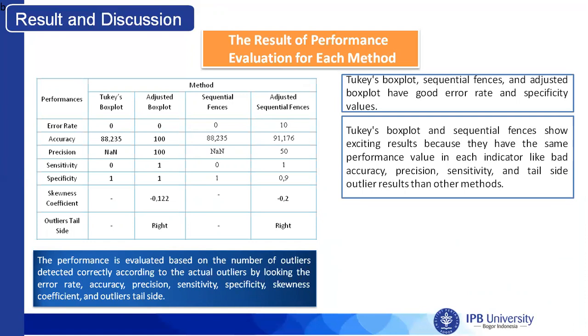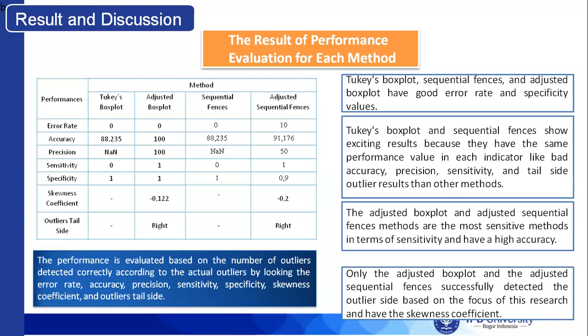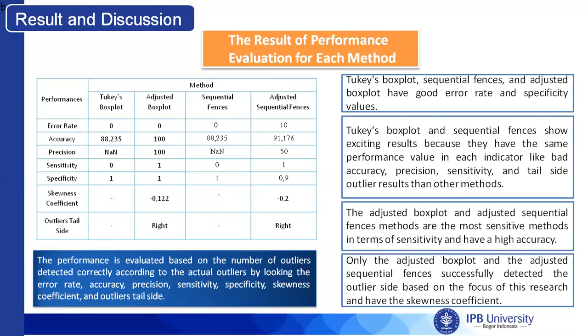Two-case box plot and sequential fences show similar results because they have the same performance value in each indicator, like bad accuracy, precision, sensitivity, and tail side outlier results compared to other methods. The adjusted box plot and adjusted sequential fences method are the most sensitive methods in terms of sensitivity and have a high accuracy. And only the adjusted box plot and the adjusted sequential fences successfully detected the outlier side based on the focus of this research and have the skewness coefficient.